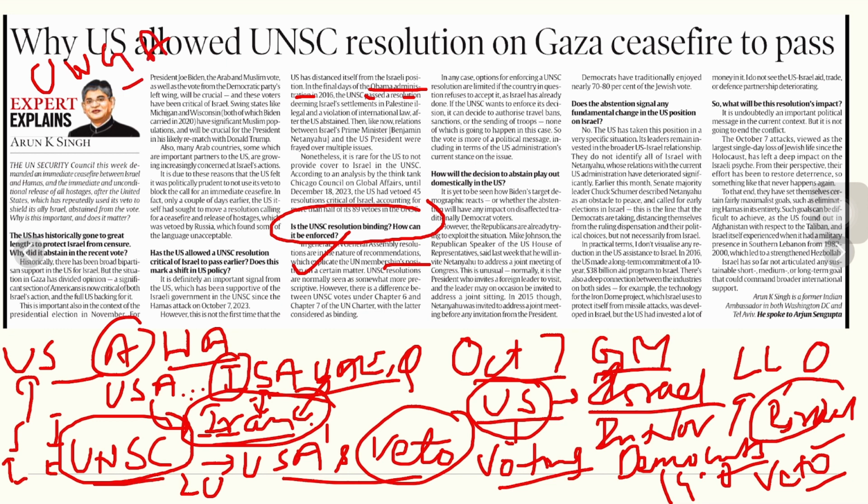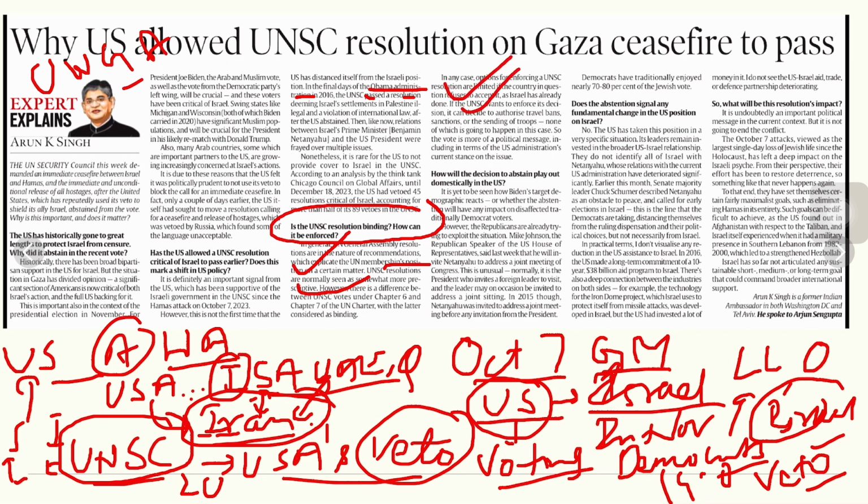So whenever you talk about a United Nations Security Council resolution, you can say that, as compared to the General Assembly, these are definitely more prescriptive. However, there is a difference between Security Council votes under Chapter 6 and Chapter 7 of the UN Charter, with Chapter 7 being considered as binding. So any resolution brought under Chapter 7 is binding in that particular case.